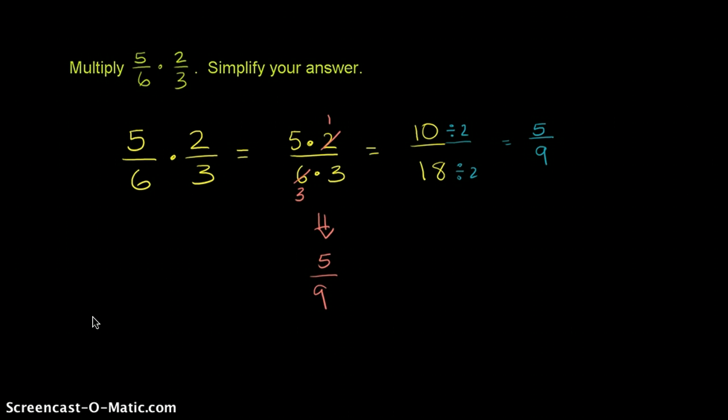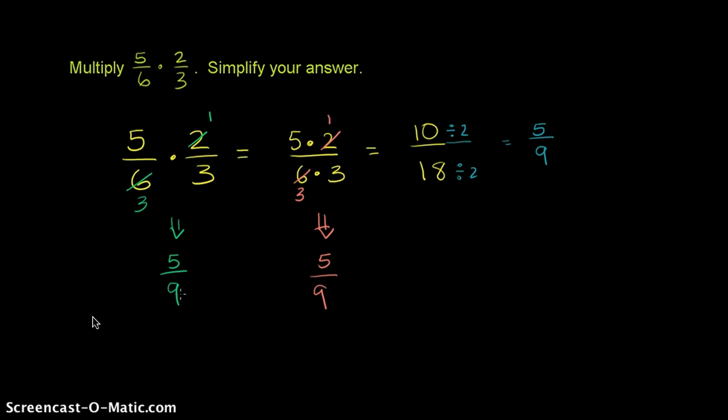You could actually do it right here. So if you did it right over here, you'd say, well, look, 6 times 3 is eventually going to be the denominator. 5 times 2 is eventually going to be the numerator. So let's divide the numerator by 2. So this will become a 1. Let's divide the denominator by 2. This is divisible by 2, so that'll become a 3. And it'll become 5 times 1 is 5, and 3 times 3 is 9.